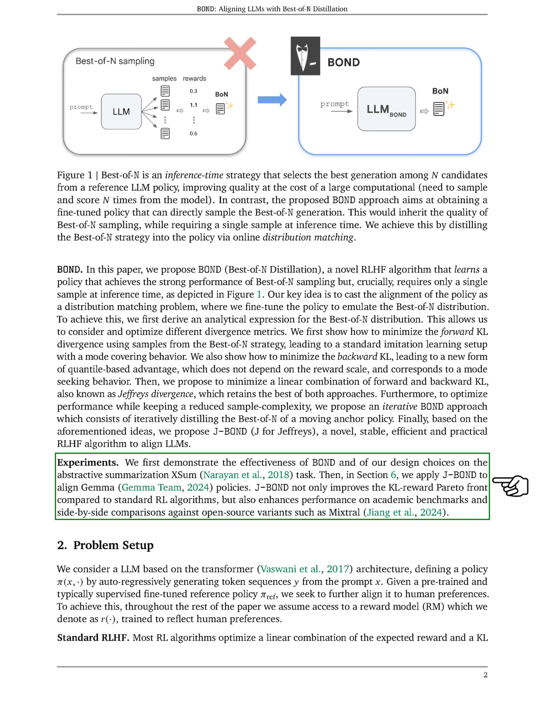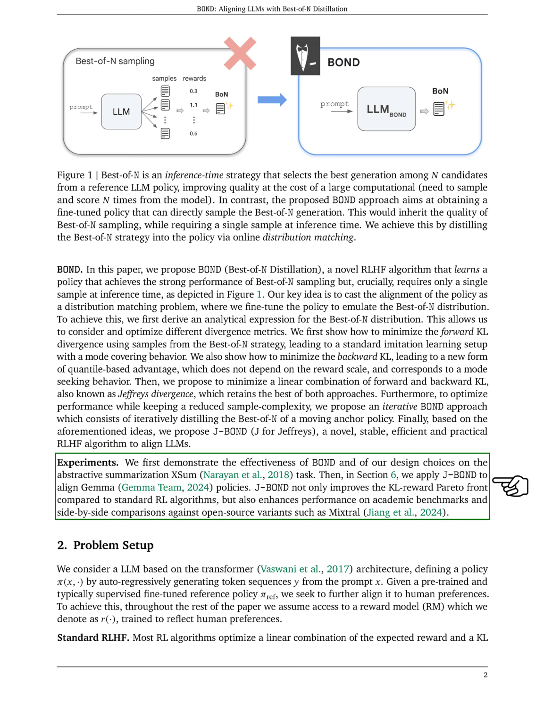We focus on an LLM based on the transformer architecture, defining a policy that generates sequences of tokens from a given prompt. With access to a pre-trained and typically supervised fine-tuned reference policy, we aim to further align it with human preferences. Throughout the paper, we assume we have a reward model that reflects these preferences.